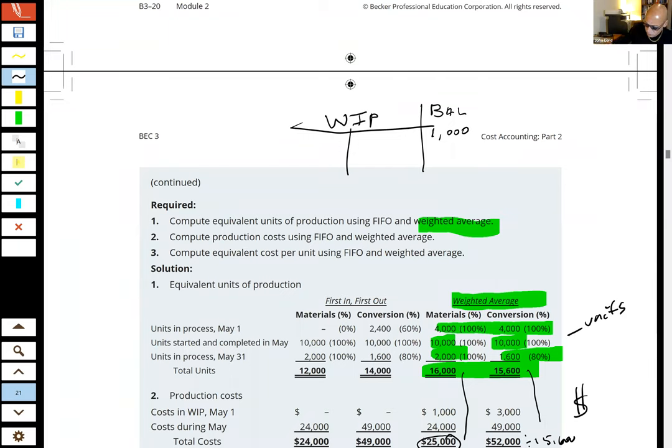And guys, I'm just looking at materials here. I just want to look at materials because I don't want to turn this into a 3-hour example. Okay, so let's just look at the materials here. I know that for my direct materials, they added what?